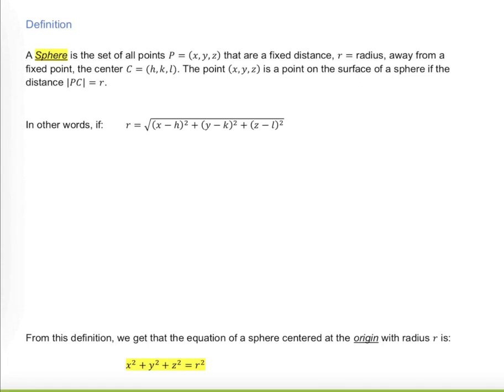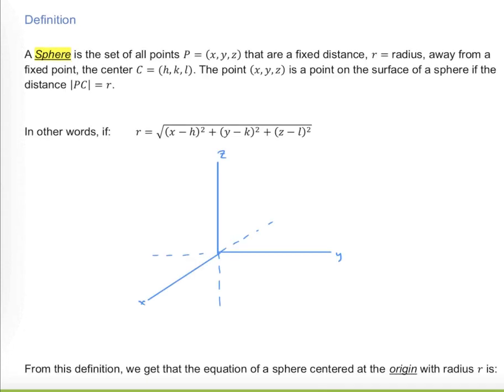Now we're looking at a sphere in three-dimensional space. Our definition of a sphere, or our sphere equation, is going to come from the three-dimensional distance formula. So here, let's look at a drawing. We're in the first octant of R3, three-dimensional space.